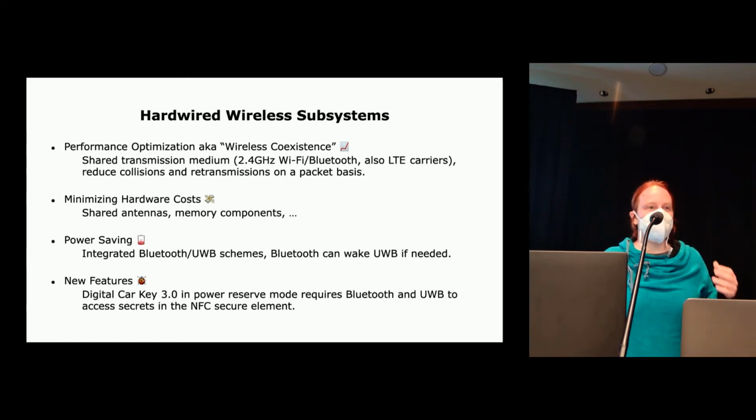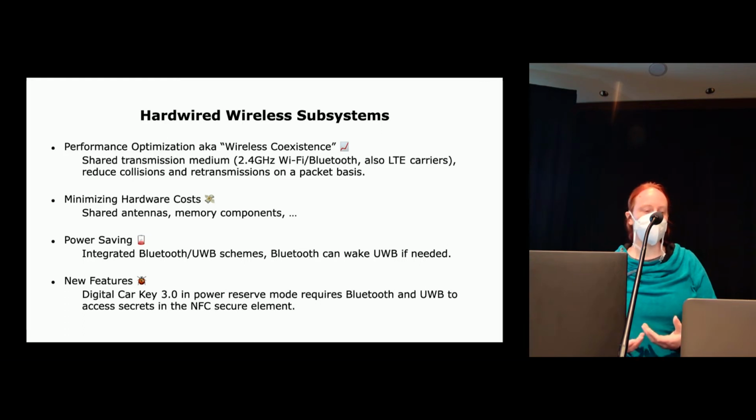And because it's a shared medium anyway, you can minimize hardware costs, because you can say, okay, we now also share the 2.4 gigahertz antenna. This saves you some cost. You can also have memory components in this transmission chain that you share. It just makes it cheaper. Another motivation can be power saving. For example, with Bluetooth and ultra wideband, the Bluetooth chip can turn on ultra wideband only when it is needed, so that you save power in the whole protocol.